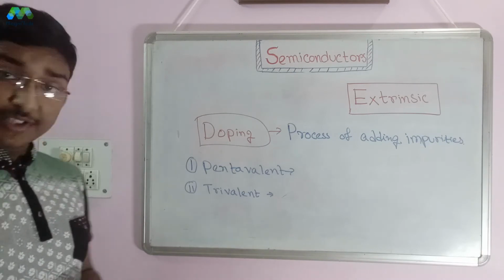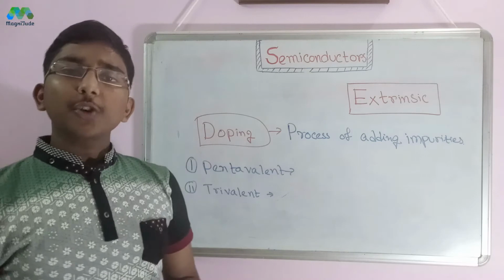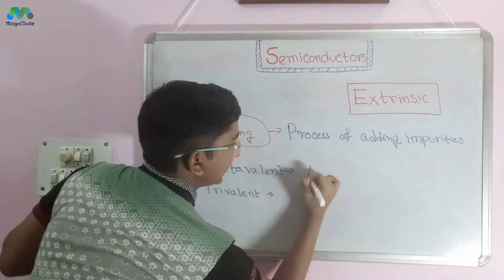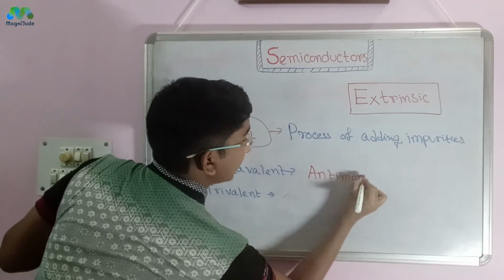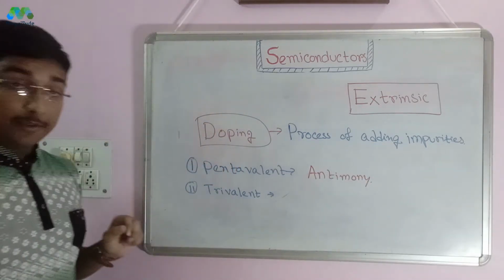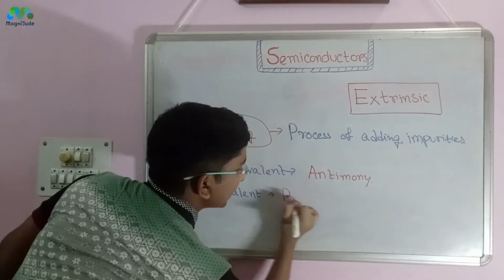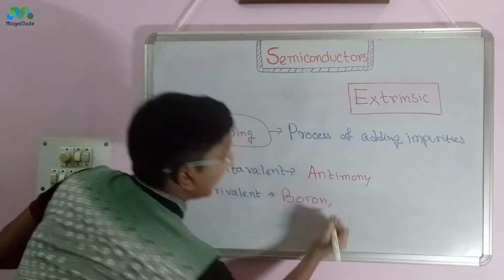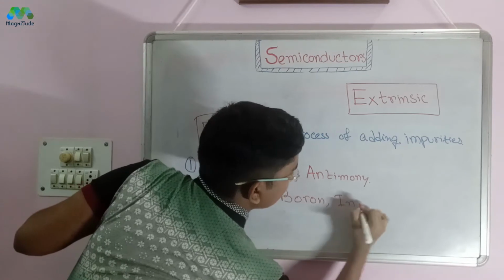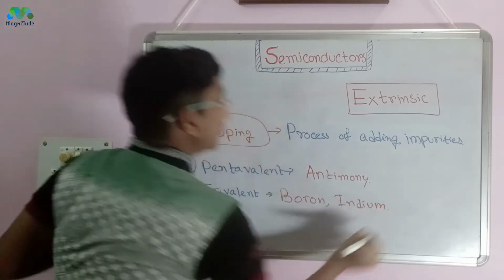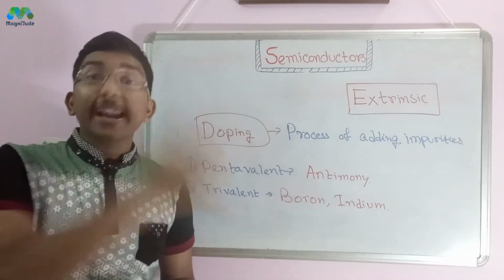I would like to give you some examples of pentavalent and trivalent. For a pentavalent atom you can take antimony. Yes, antimony is a very good example of pentavalent, and we generally add antimony as an impurity. For trivalent we can add boron. Yes, boron is a very good example. And we can also add indium. Correct, indium is also a good example of an impurity that we generally add in pure semiconductors to make them extrinsic.